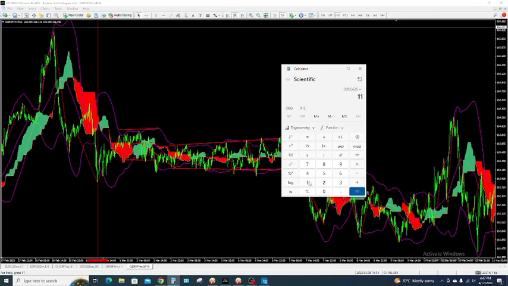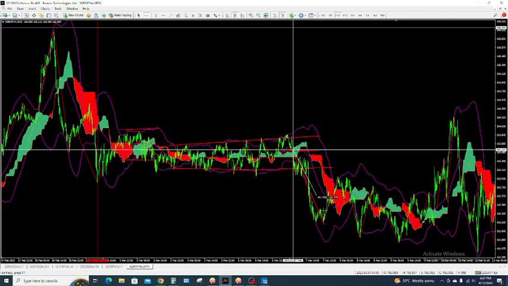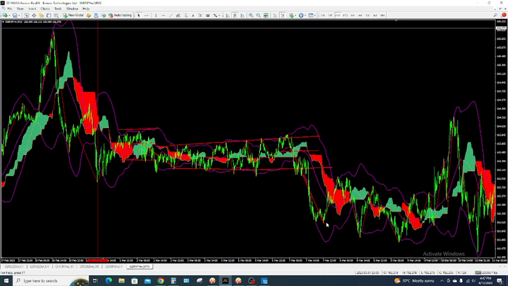309 plus 111 gives me 420. So I'm making 420, starting from the 1st of March to the 7th of March. So I have taken a trade here, and I'm making 420.